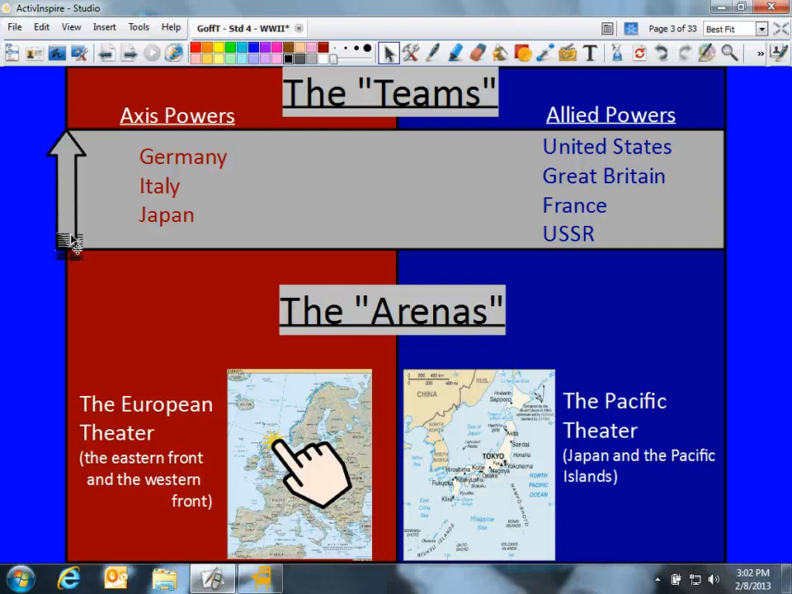The arenas, or where this all took place, were what they call two theaters. You had fighting in Europe, the European theater, which is basically the Eastern Front and the Western Front of the war. And then you had the Pacific theater, which was Japan and the Pacific Islands. So in two different parts of the world you had a lot of the fighting taking place, with lots of countries involved in those two parts of the world.